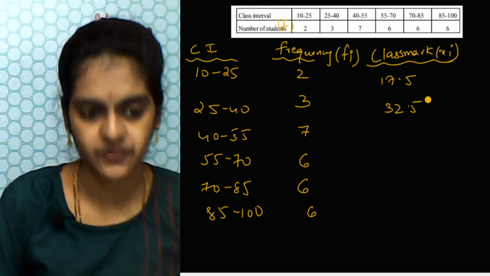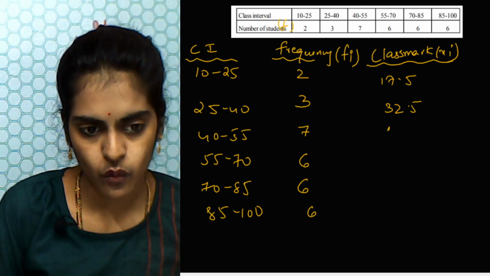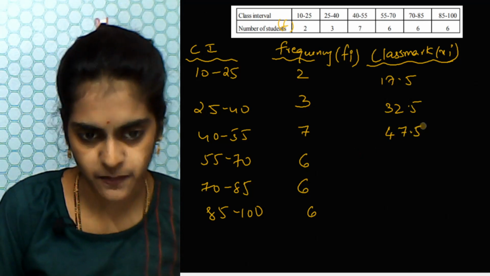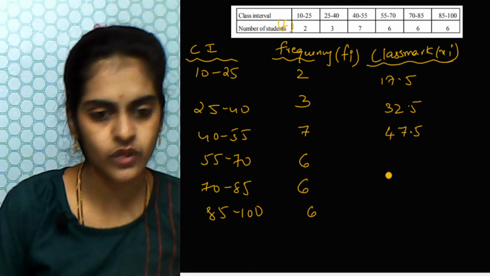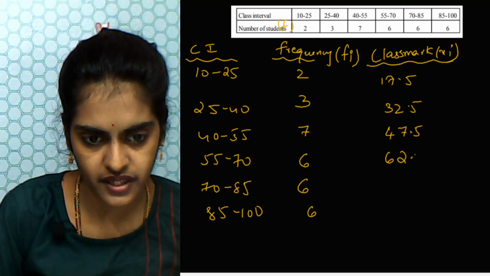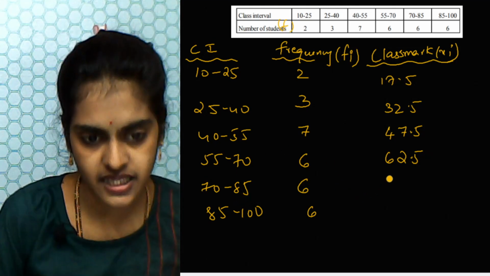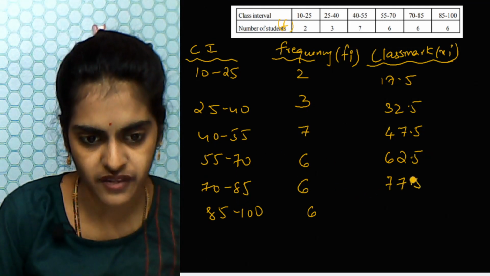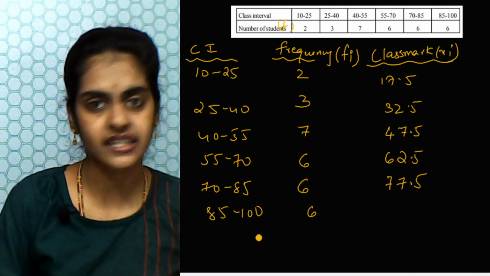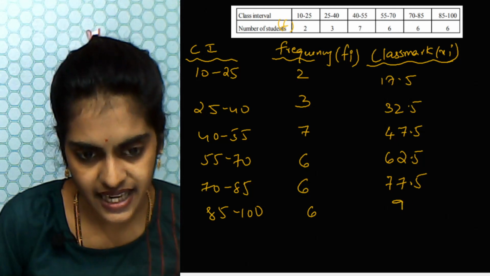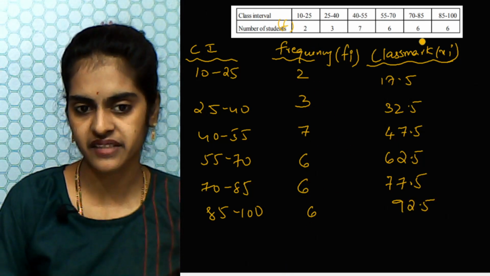Now 40 plus 55 divided by 2 gives you 47.5. Okay, 55 plus 70 divided by 2 gives you 62.5. 70 plus 85 divided by 2 gives us 77.5. Now this is 85 to 100. So 85 plus 100 divided by 2 gives you 92.5. Now you have found the frequency and class mark.